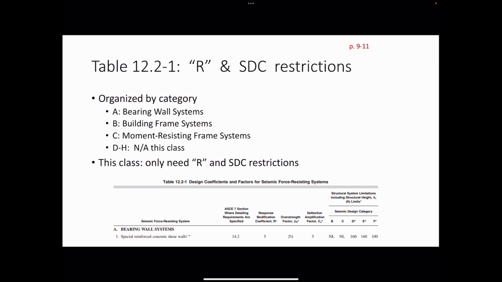And we're also going to be able to ignore a lot of the columns in here, all right? So you can cross out these guys. We're only going to need that first column, which gives the lateral force resisting system, and then this column that gives us R. And then over on the right side, we have height limits and other restrictions that are dictated by the size, which we don't care about in this class.